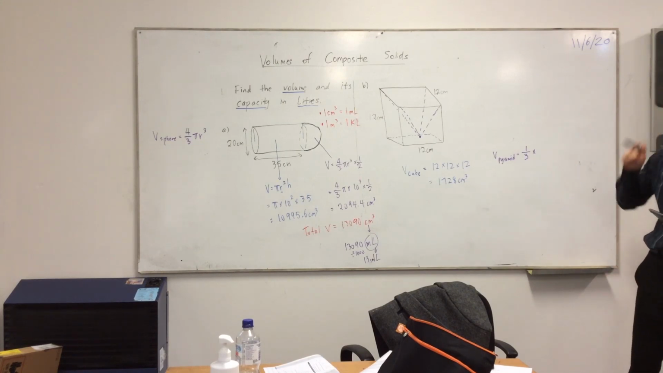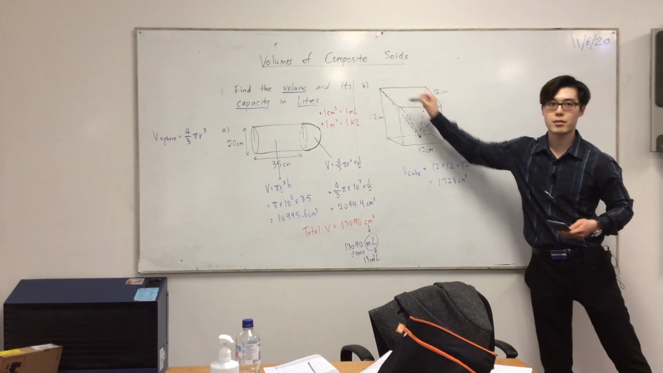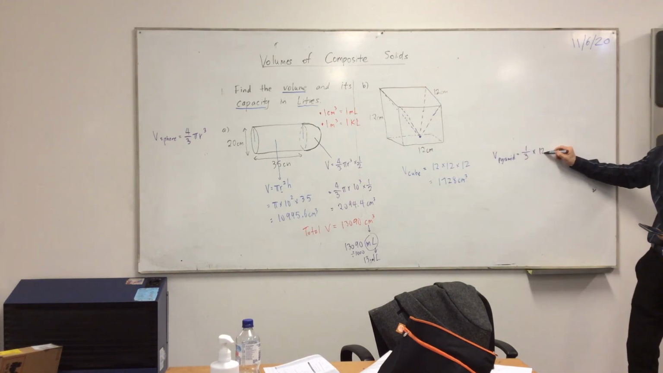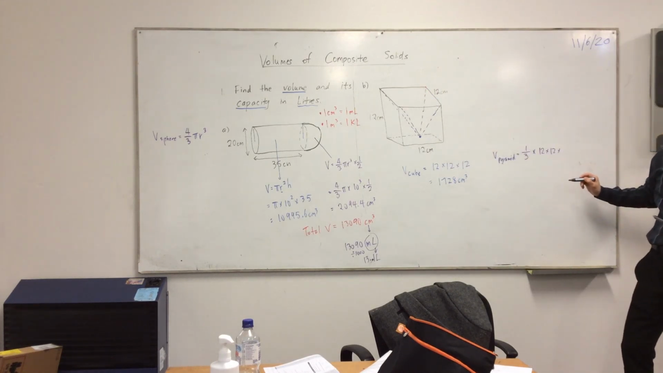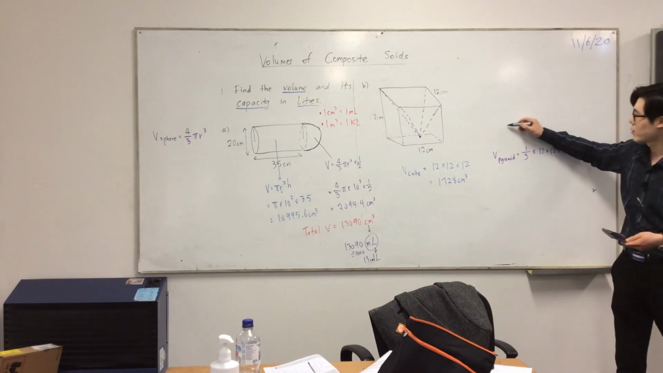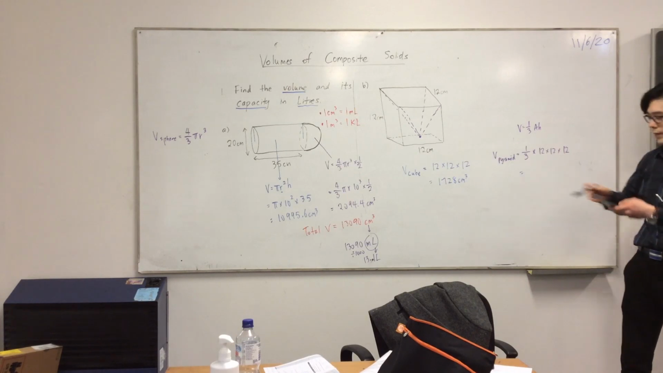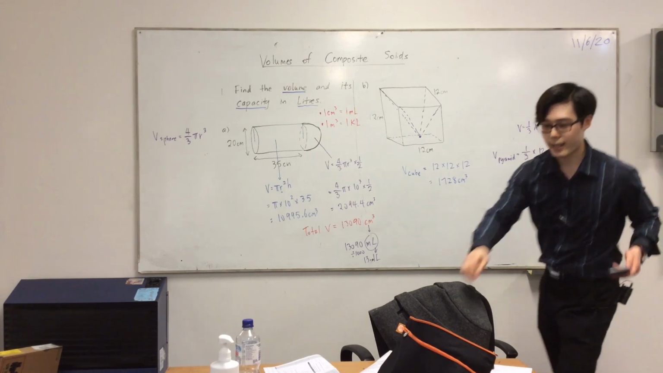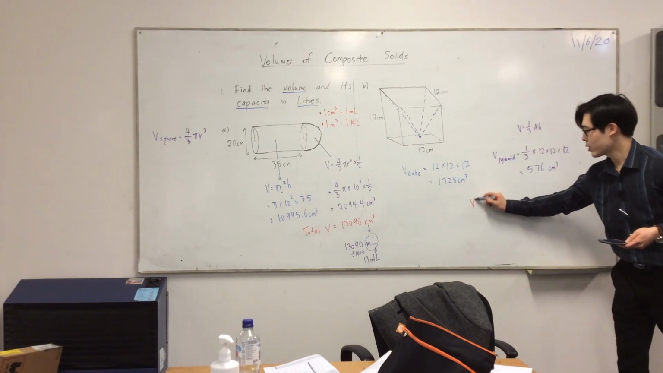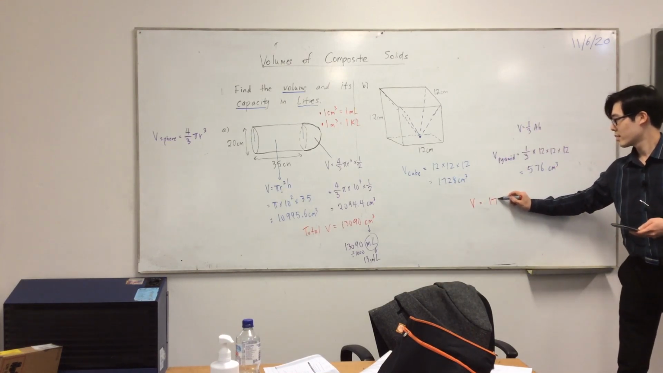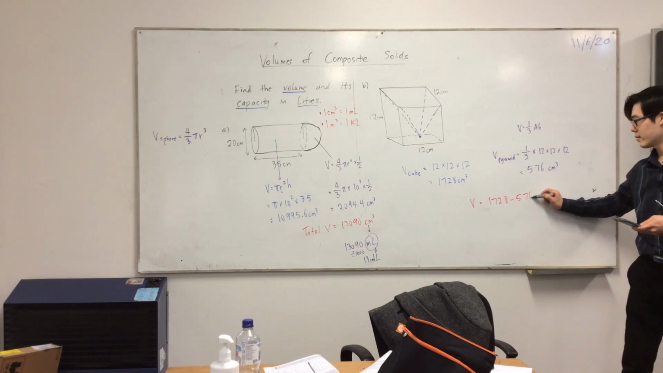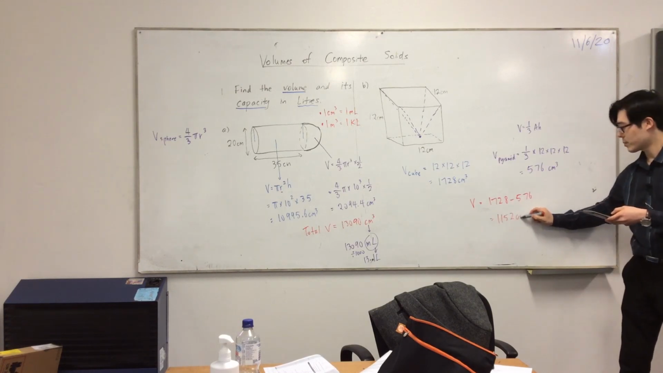So a third times the area of the base of the pyramid. It's a square, so 12 times 12, and what's the height? 12 as well. I'll just write down the formula just in case. So if I do that, I get 576. So in this case, what's my final volume? 1728 minus 576. Yeah, minus it. So this is in cubic centimeters.